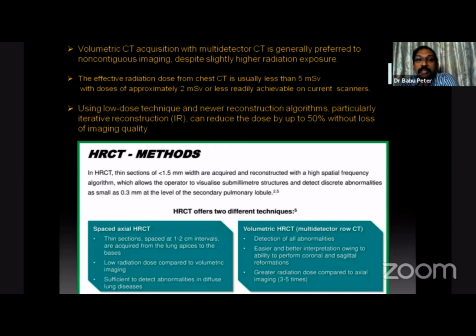Now, the general radiation dose from chest CT is usually less than 5 millisievert. And now with the low dose protocols, we can obtain doses of around 2 millisievert as well. For follow-up of interstitial lung diseases and, recently, for COVID, a spaced axial HRCT is used with the low dose HRCT protocol.